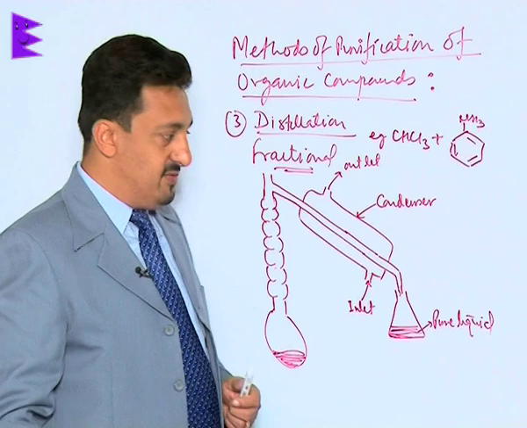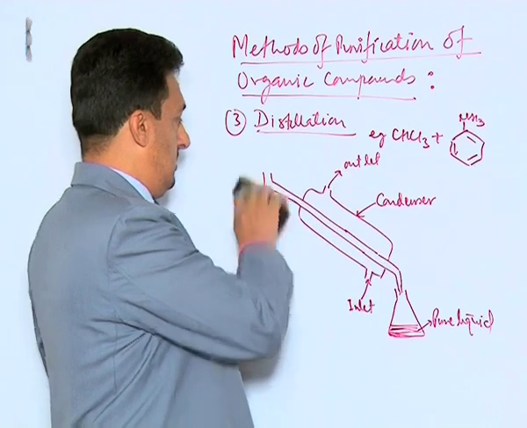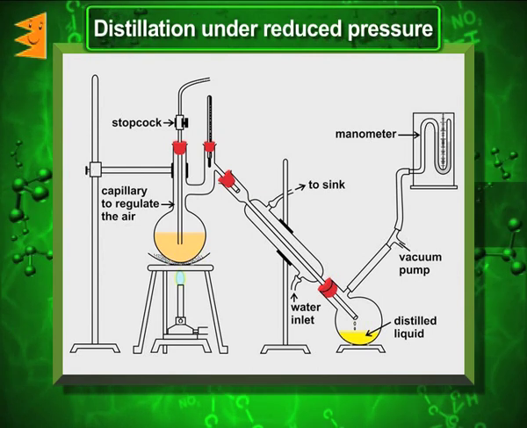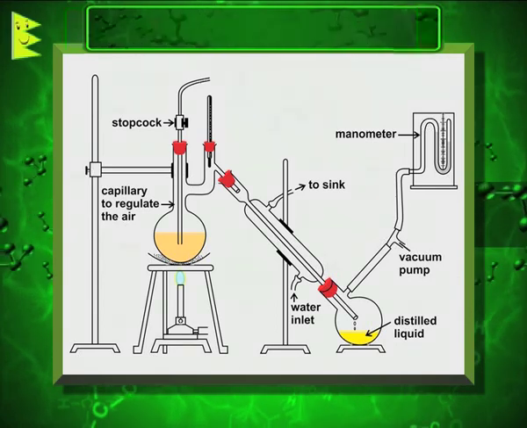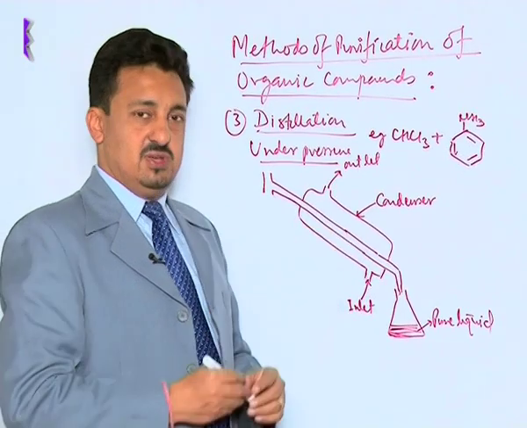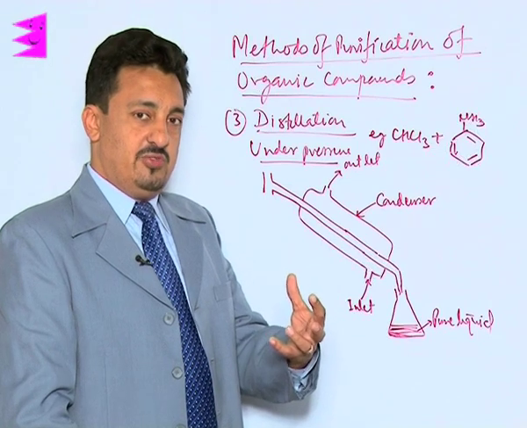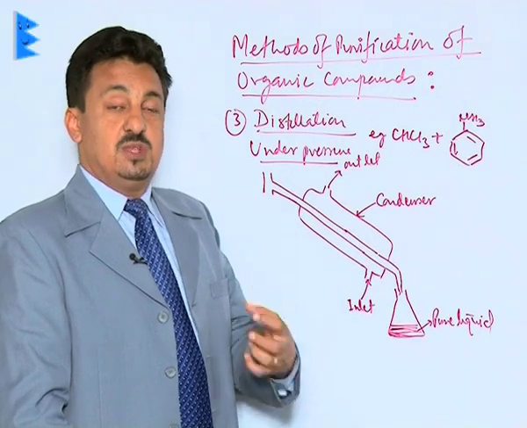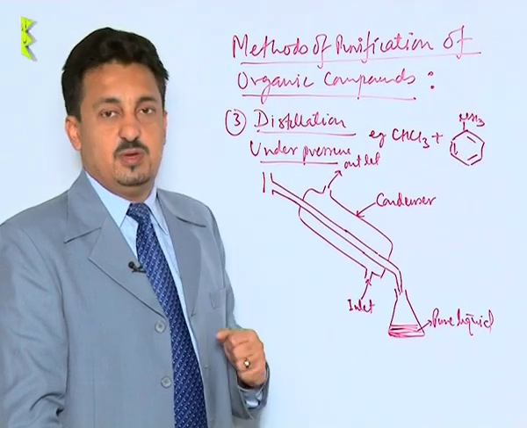Then we have another type of distillation, which is called distillation under pressure. Distillation under pressure is mainly used for separating an organic liquid which decomposes on heating, specifically near its boiling point.